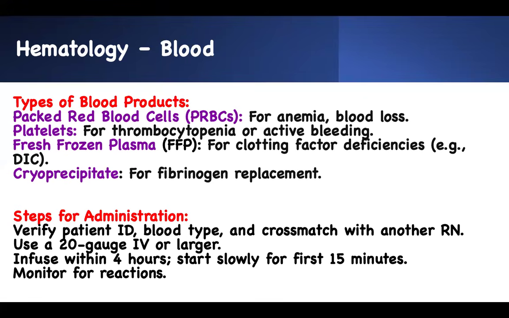How do you give blood, right? First, you have to verify the ID, the blood type, and cross match with another nurse. That means you verify with another nurse, not the UAP, right? Make sure they have a bigger IV, 18 gauge or 20 gauge is okay. It has to be infused within 4 hours, right? Anything after 4 hours is not efficient. For the first 15 minutes, you are responsible for checking the vitals because that's where a reaction will occur. After that, you can delegate to the UAP.